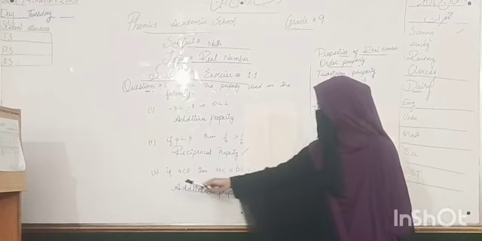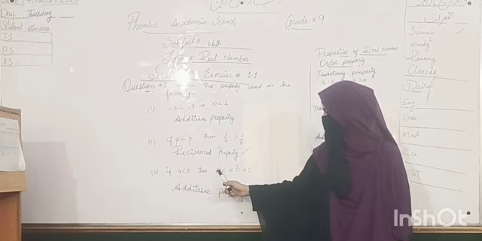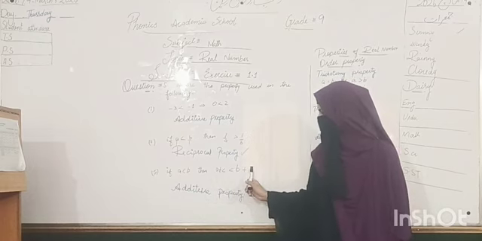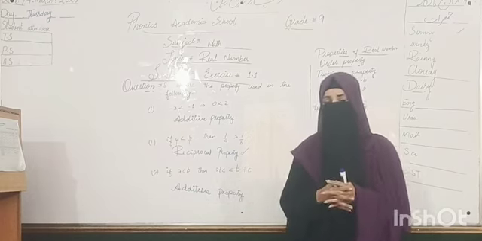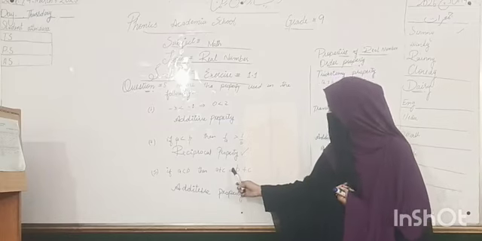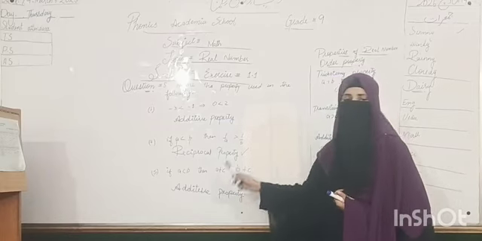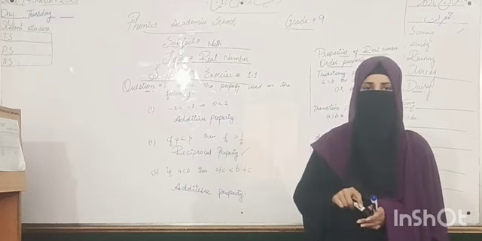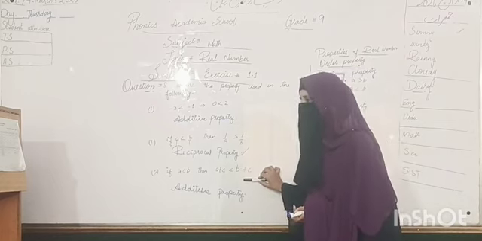Then last is: if A is greater than B, then A plus C is greater than B plus C. But you see that A plus C is less than B plus C. When you add to these properties, this is known as the additive property.